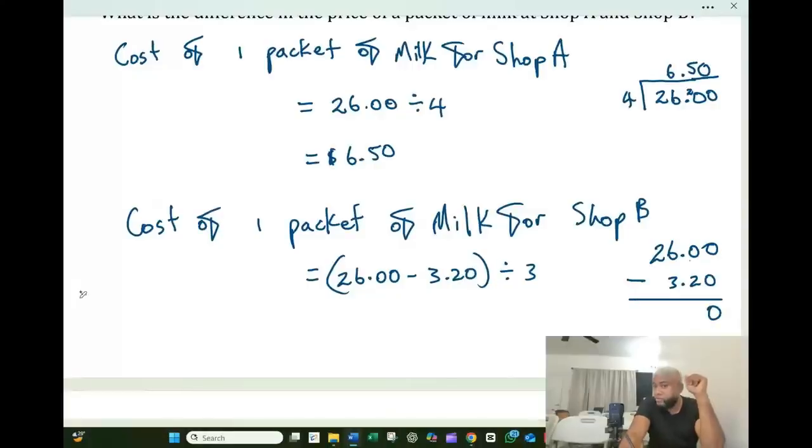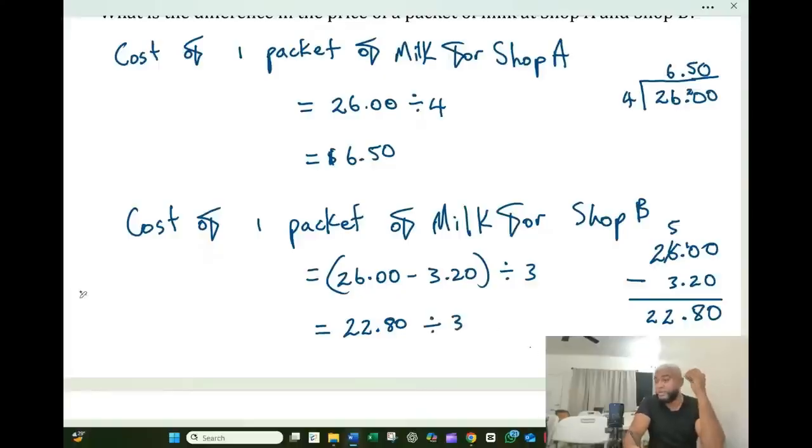0 here. Now we need to borrow 1 from here, remaining 5. So 10 minus 2 will give me 8. Bring down your decimal. 5 minus 3 is 2, and then 2. So $22.80. So this will be $22.80 divided by 3.